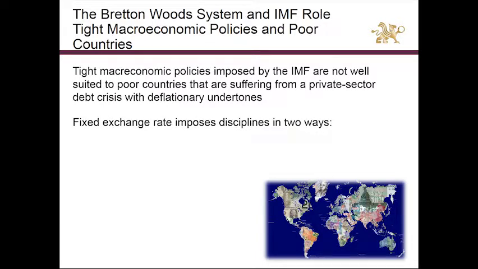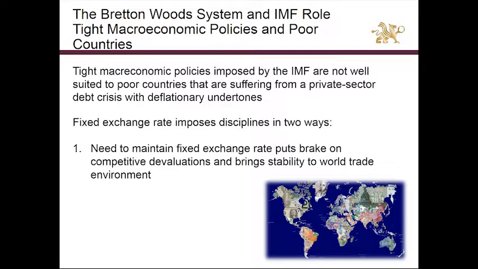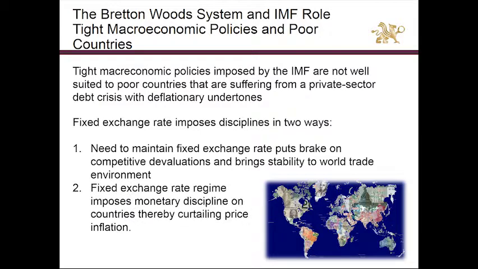A fixed rate regime imposes disciplines in two ways. First, the need to maintain a fixed exchange rate puts a brake on competitive devaluations and brings stability to the world trade environment. Second, a fixed exchange rate regime imposes monetary discipline on countries, thereby curtailing price inflation.